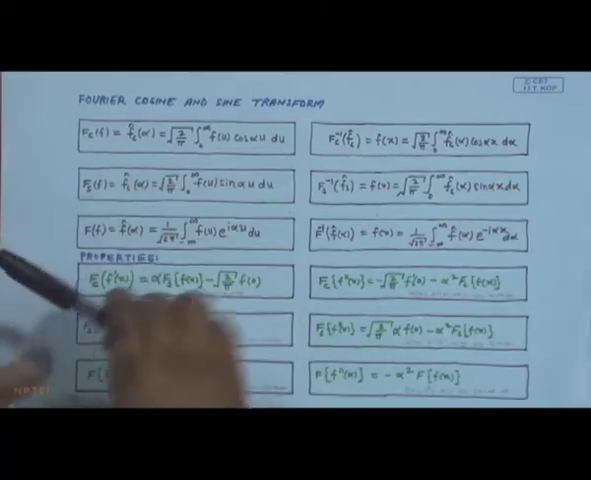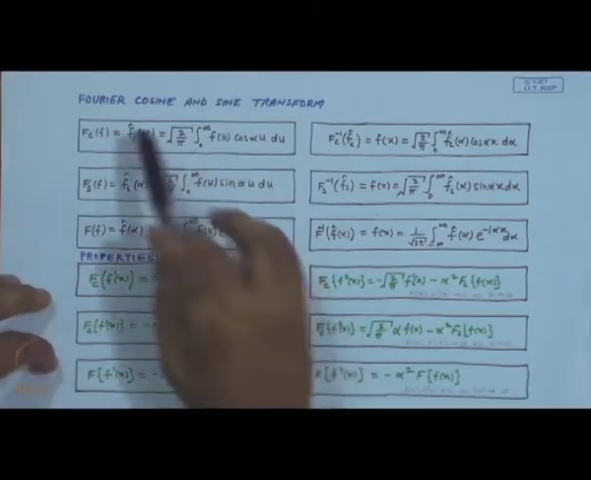and then this partial differential equation will be transformed to a simpler ordinary differential equation that we will solve, and at the end, by taking the inverse Fourier transform of the solution of this ordinary differential equation, we will arrive at the solution of the original partial differential equation. So before I go to the example, let me just summarize some formulas and the properties of the Fourier transform.